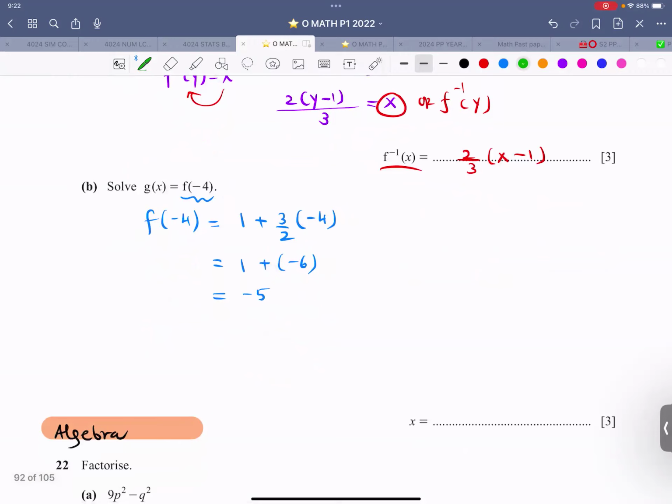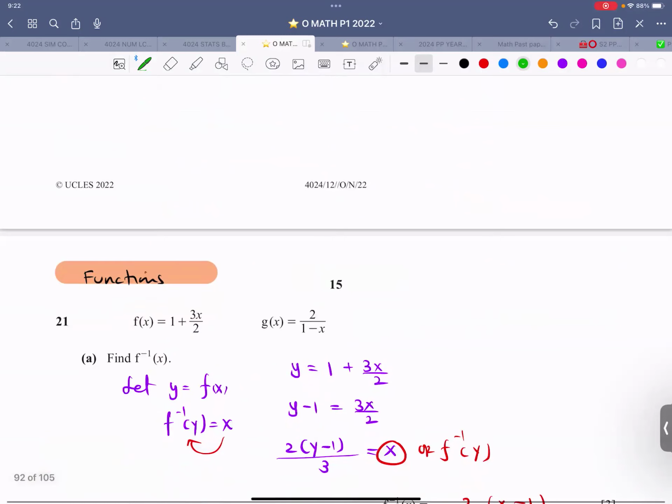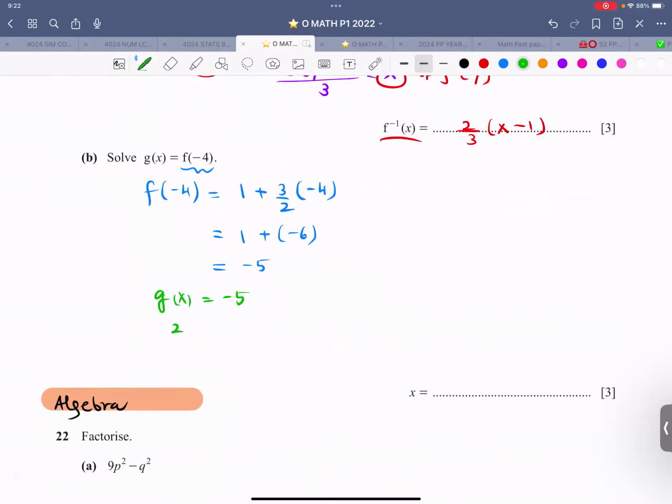So now g of x is equal to negative 5. g(x) is 2 over 1 minus x. 2 over 1 minus x is negative 5. 2 over negative 5 is 1 minus x.